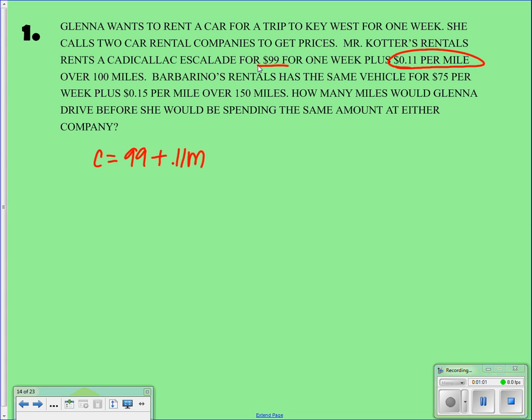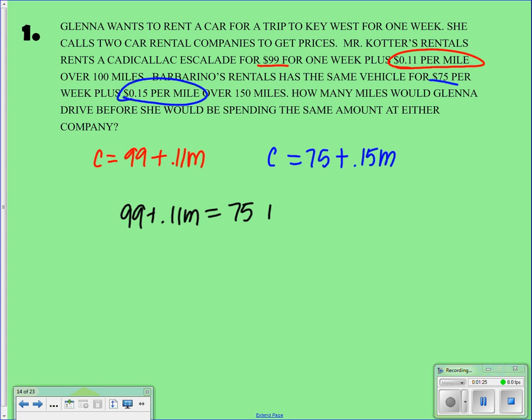So Barbarino's, the cost would be $75 for the week plus 15 cents per mile. So 0.15 for the mile. And the question is, how many miles before they will be spending the same at the company? So now if I know that I want the cost to be the same, I can just set these two expressions equal to each other. So I want the cost to be the same, so let's go ahead and solve this.